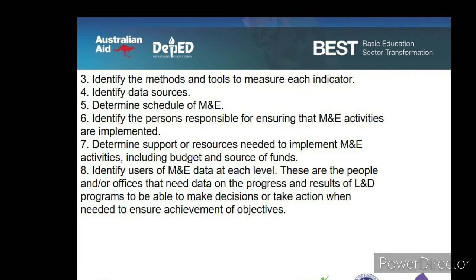To continue, number 3 is identify the methods and tools to measure each indicator. Below are some of the possible methods for each level of M&E. Number 4, identify data sources.